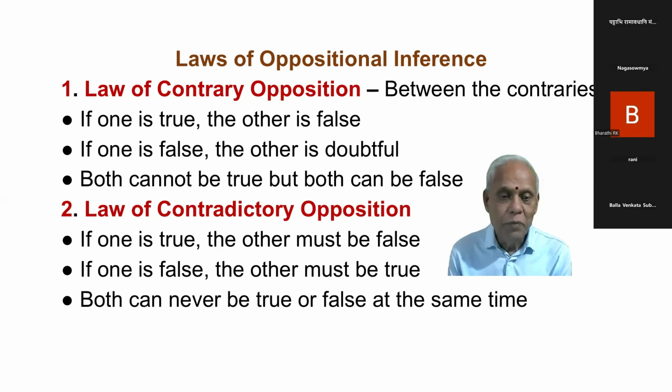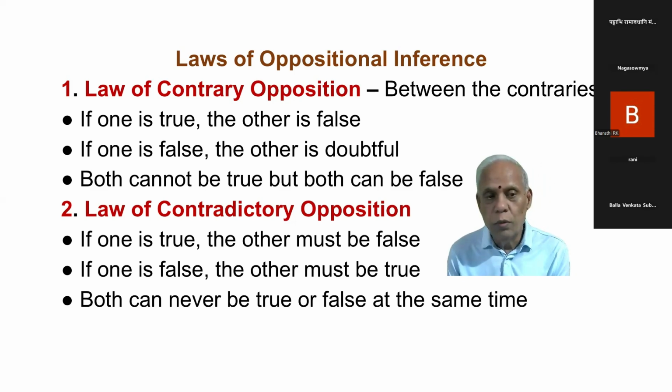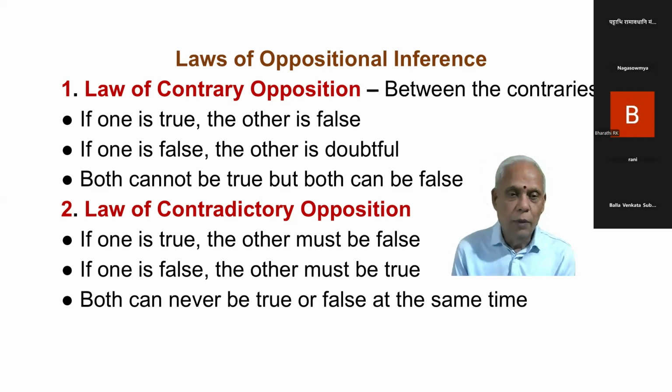If I say all are good is true, what happens to the O statement? Some are not good is definitely false, is it not? When I say all are good is correct, some are not good is wrong. And similarly, when I say some are not good is correct, all are good is definitely wrong. Therefore, between A and O, and similarly E and I, you can draw it from the analogy. I need not repeat, I think. Similarly, between E and I, that means all are not good and some are good, if one is true, the other is necessarily false.